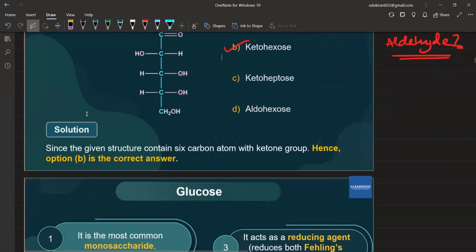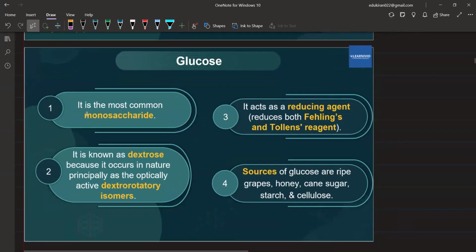Now we are going to learn about glucose. Glucose is a monosaccharide unit. It reduces both Fehling's reagent and Tollens' reagent, and it is also known as dextrose. This is important information. It can be asked as a 1-mark question: what is another name of glucose? The answer is dextrose, because it occurs in nature principally as the optically active dextrorotatory isomer. In nature, it occurs as dextrorotatory, and that is why it is known as dextrose. So write here a heading Glucose, and then write Dextrose. Okay, just write dextrose there.